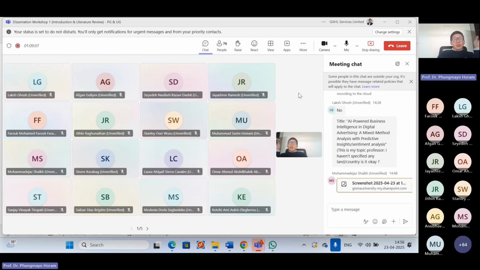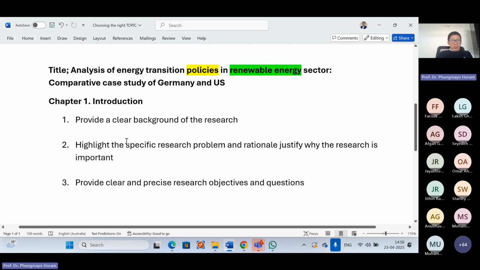In the introduction chapter, there are three main parts you have to cover. Or let's call it three main sections, right? Now, the first section is you have to provide a clear background of your research.